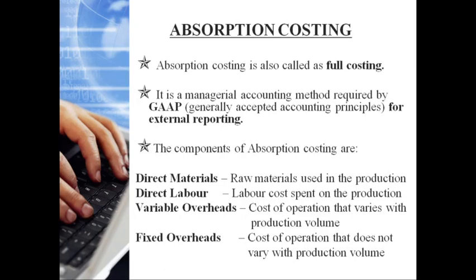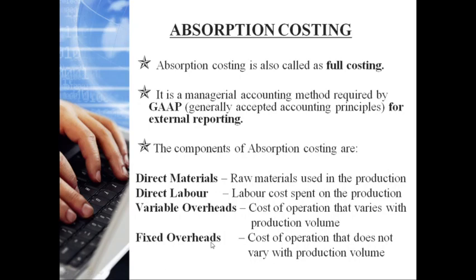Absorption costing is also called full costing, and this costing method has been approved by GAAP, which is the generally accepted accounting principles, a financial reporting standard. So this absorption costing method is adopted for external reporting purposes. How is cost determined under this method? We take into account direct material, direct labor, and overheads, both fixed and variable overhead.